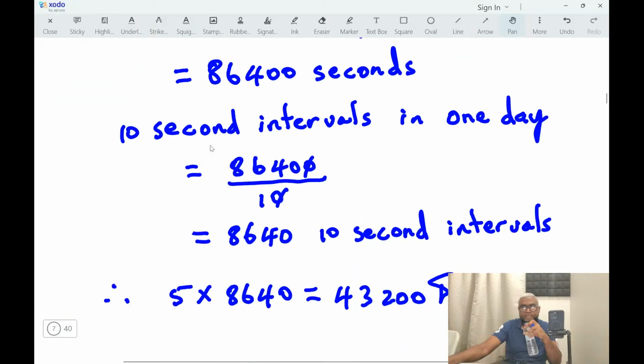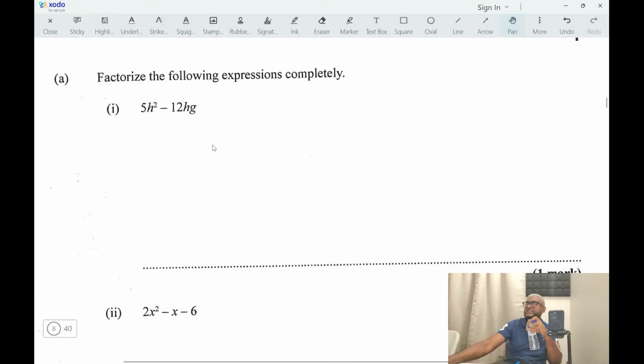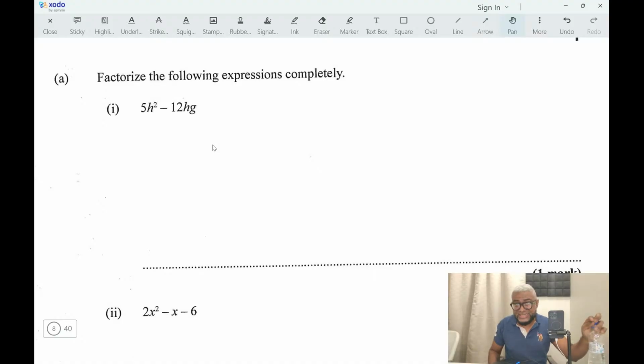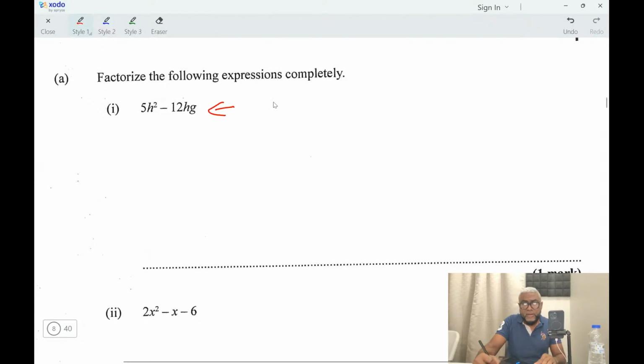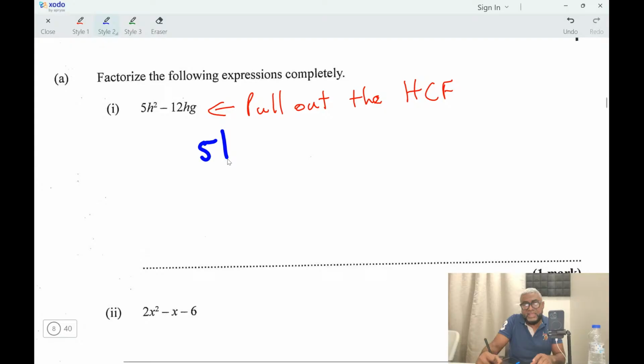So we're going down. We have some factorization to do here. We have some bad boys to do here. So when you are factorizing, it means that you basically want to pull out the HCF, the highest common factor. That's why I call it that. You're going to pull out the highest common factor. What will be the highest common factor of 5h to the second power minus 12hg?